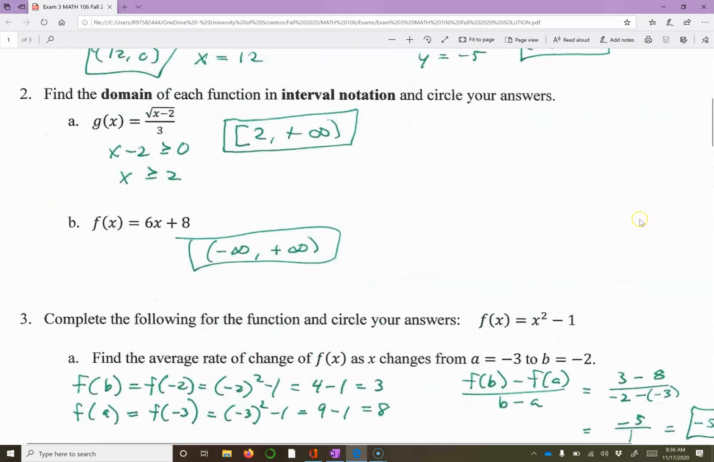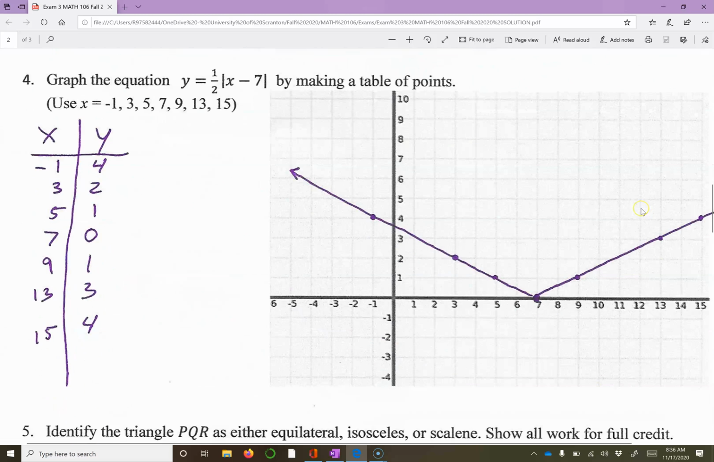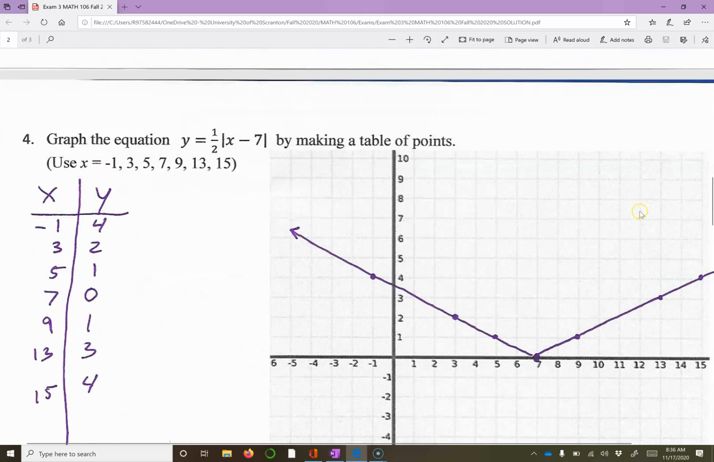So any questions on that first page? We all right? Okay. Number 4, you're going to do a lot of things like this where you're given an equation and you might not know what it looks like. So what you're going to do is plot, just pick random x values.